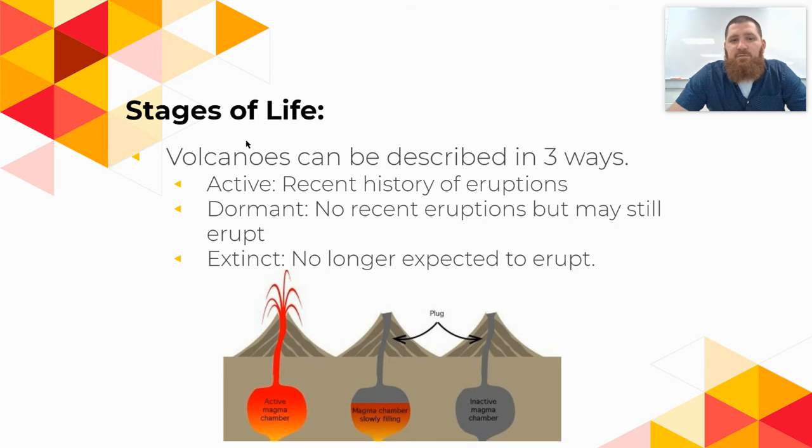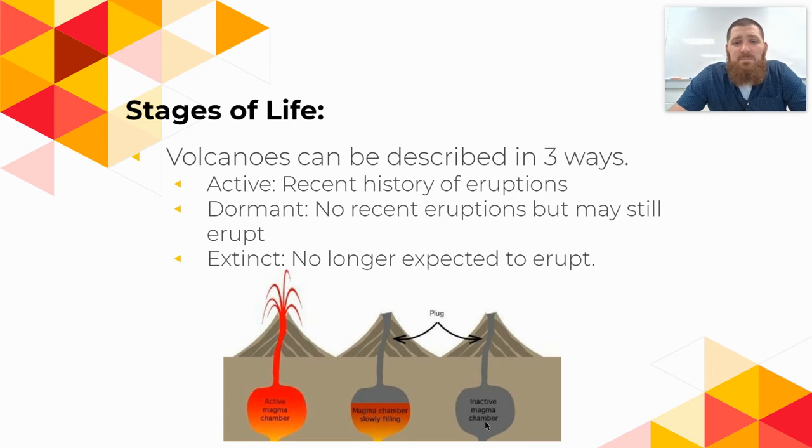Now, stages of life. Volcanoes can be described in three different ways. There's active volcanoes, dormant, and extinct volcanoes. Active volcanoes have a recent history of eruptions and will continue to erupt in the future. Dormant volcanoes show no recent history of eruptions, but may still erupt in the future. And then extinct volcanoes are no longer expected to erupt.